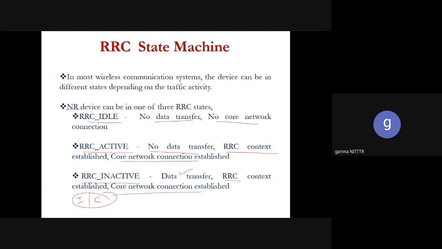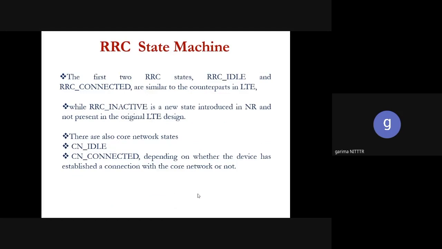So we have three different states in new radio technology, as per the traffic activity of the particular cell or particular user. The first two RRC states, idle and connected, are similar to their counterparts in LTE, and inactive is a new state introduced in new radio which was not present in LTE devices. And according to these RRC states, we have core network states also, called core network connected or core network idle. It depends on whether the device has established a connection with the core network or not.